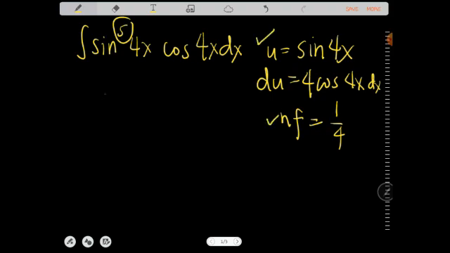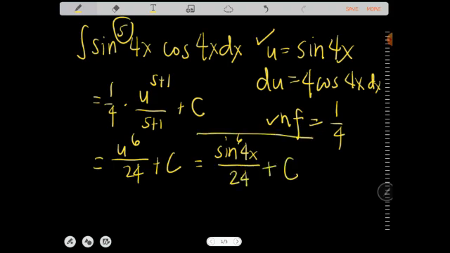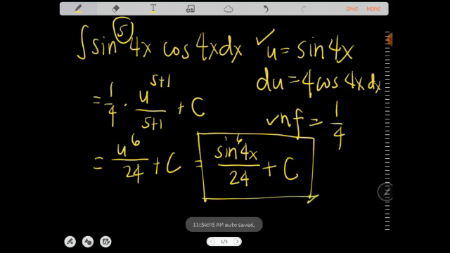Okay? So in this case, this would be equal to 1 over 4 times our u raised to 5 plus 1, over 5 plus 1, plus c. Or that is just equal to u raised to 6 over 24 plus c. And replacing the value of u, this will give us sine of 4x raised to 6 over 24 plus the arbitrary constant c. Okay?